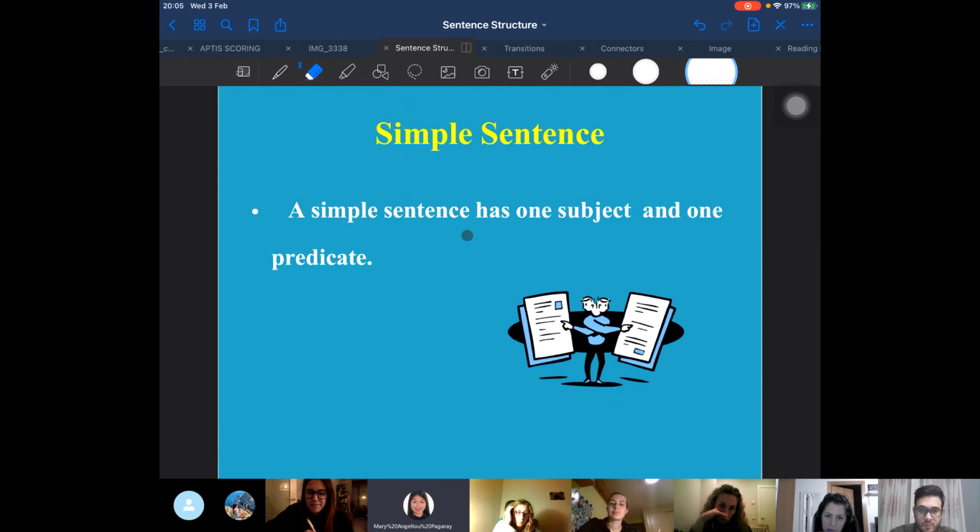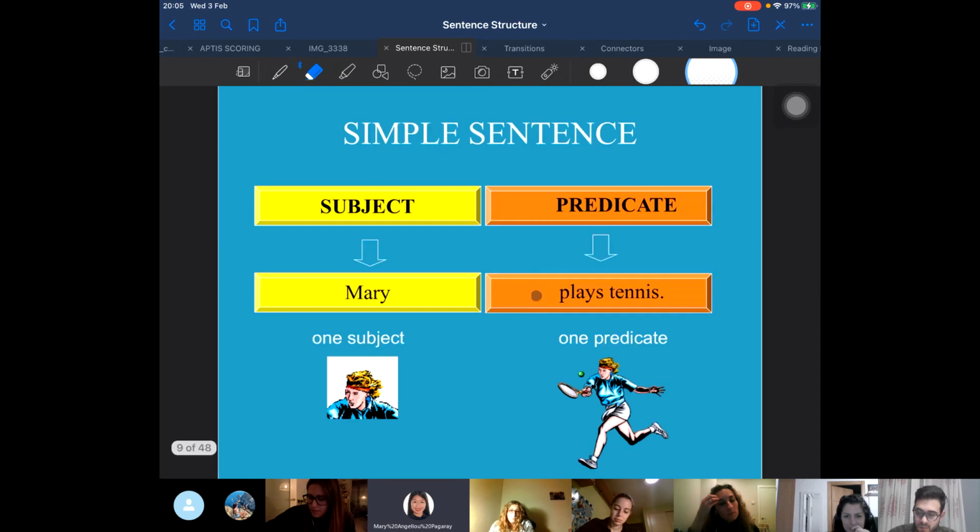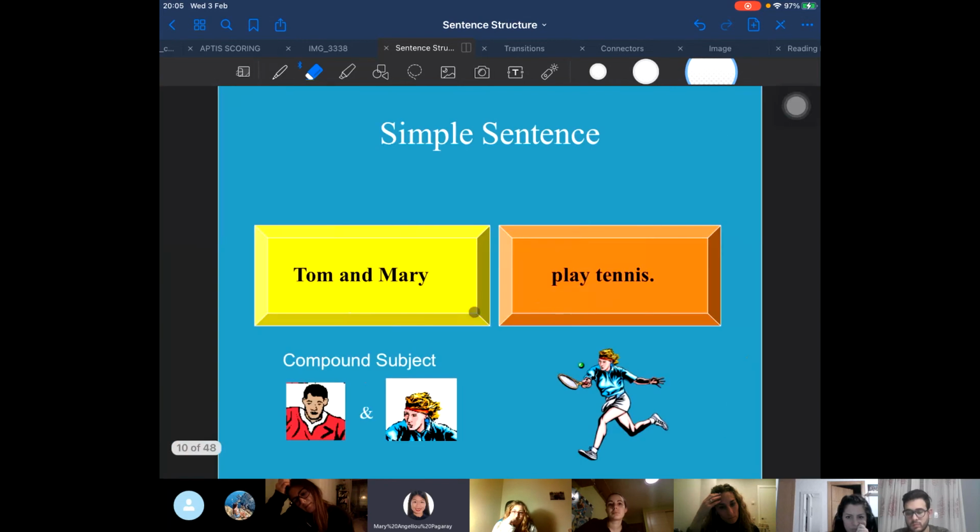When we are talking about a simple sentence, there is one subject and one predicate. For example, we went to the park yesterday. So we is the subject and the rest is the predicate. Here, Mary is the subject and plays tennis is the predicate. Now we have 2 subjects. This is where we are sometimes confused because there are 2 subjects now. Can we say it's compound? No. We can only say that it's a compound subject and not a compound sentence. The sentence is still simple because there are 2 subjects, but there is only one predicate and they are together.